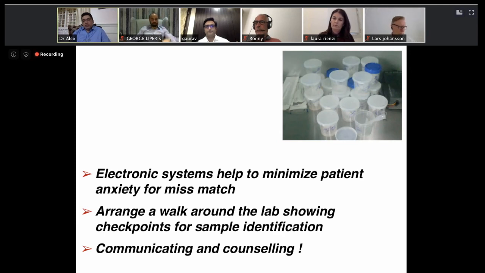And also, such a patient may be skeptical about the whole process. So maybe you need to call the patient, starting from fertilization until the embryo being frozen. You have to call them and tell the dates. So this way, I think you can manage to some extent. All right. So communication and counseling is very, very important in this regard.